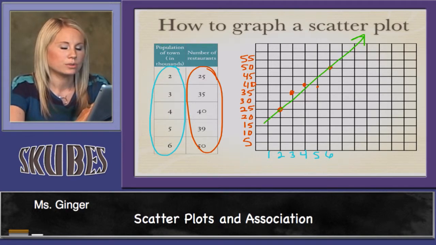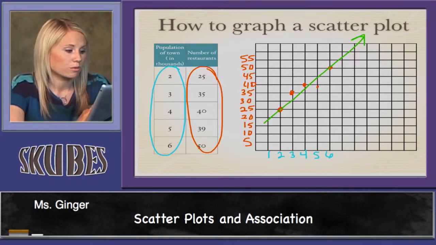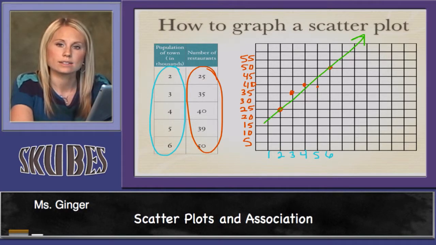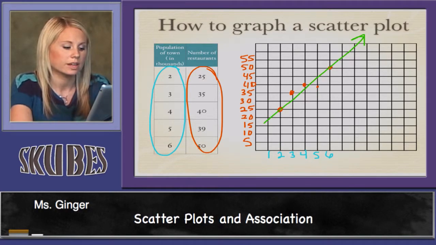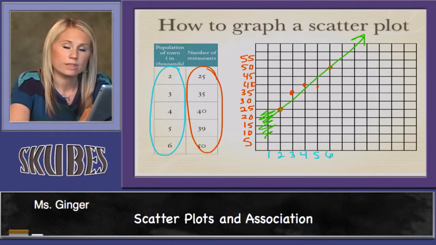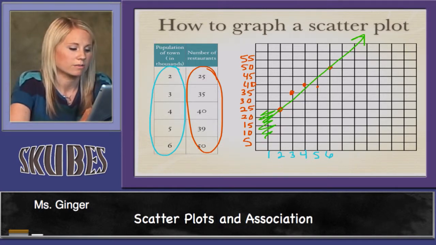So if we were using this to make a prediction, we might say, okay, for a town of population of 7,000, if we continued on, they may have more than 50 restaurants, which was our highest value that we saw for 6. Or if we have a town that was somewhere down here in this area, 1,000, maybe a tiny little town, they may have fewer than 25.